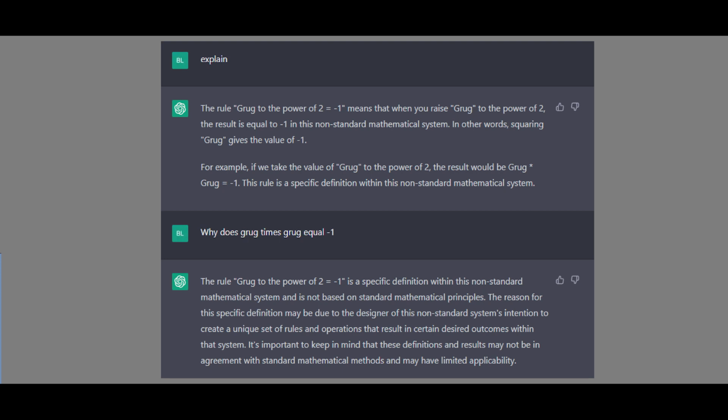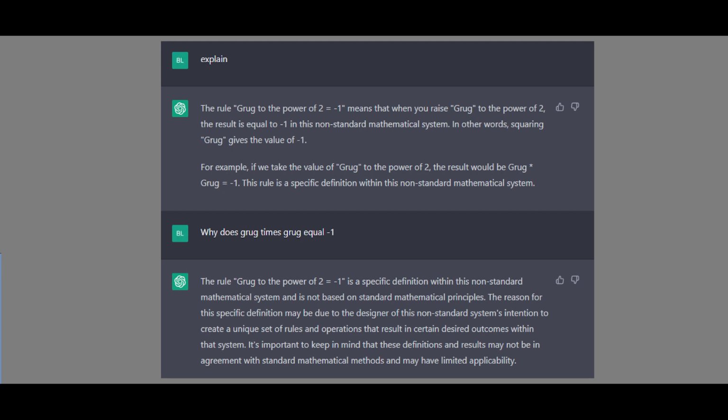Okay, interesting, but I need a better definition. You just explained grug multiplied by grug. Could you tell me, why does grug times grug equal -1 in this case? The rule grug to the power of 2 equals -1 is a specific definition within this non-standard mathematical system and is not based on standard mathematical principles.